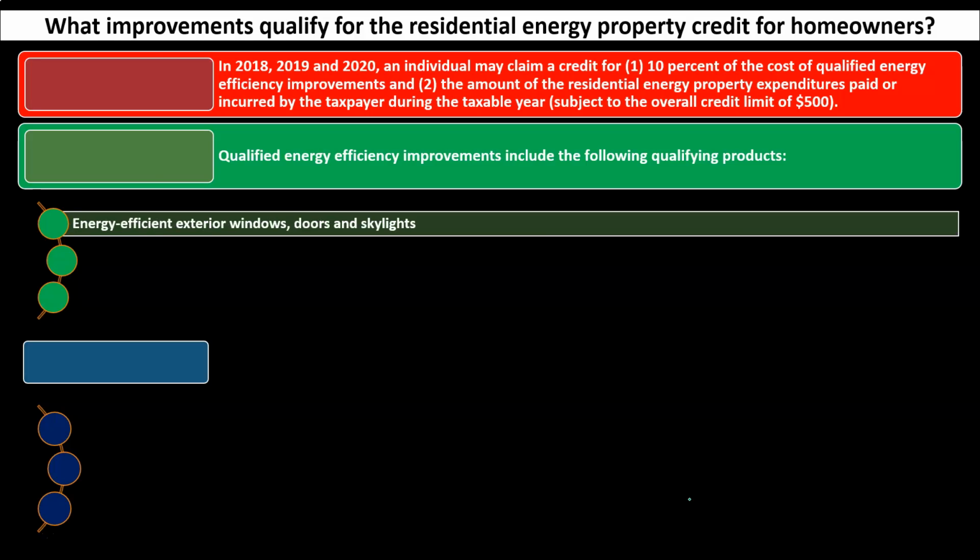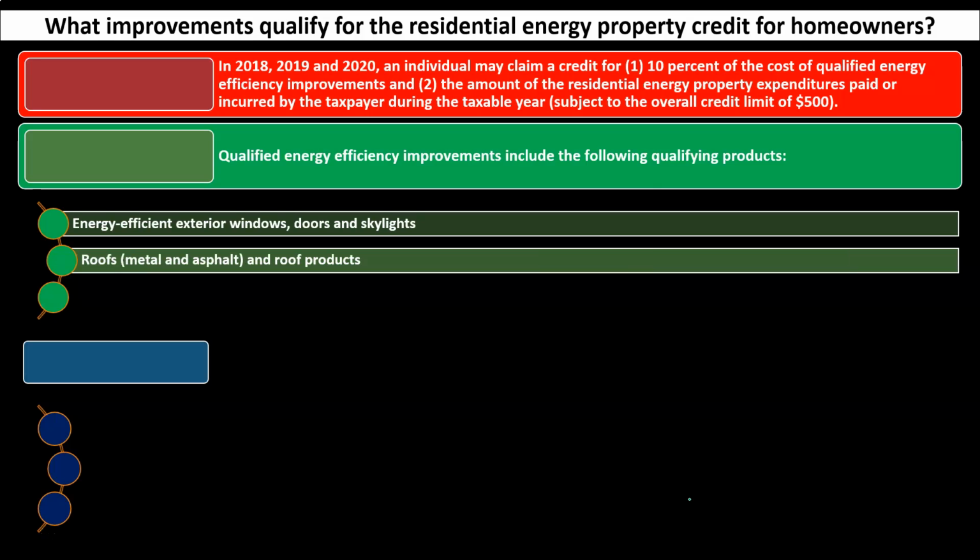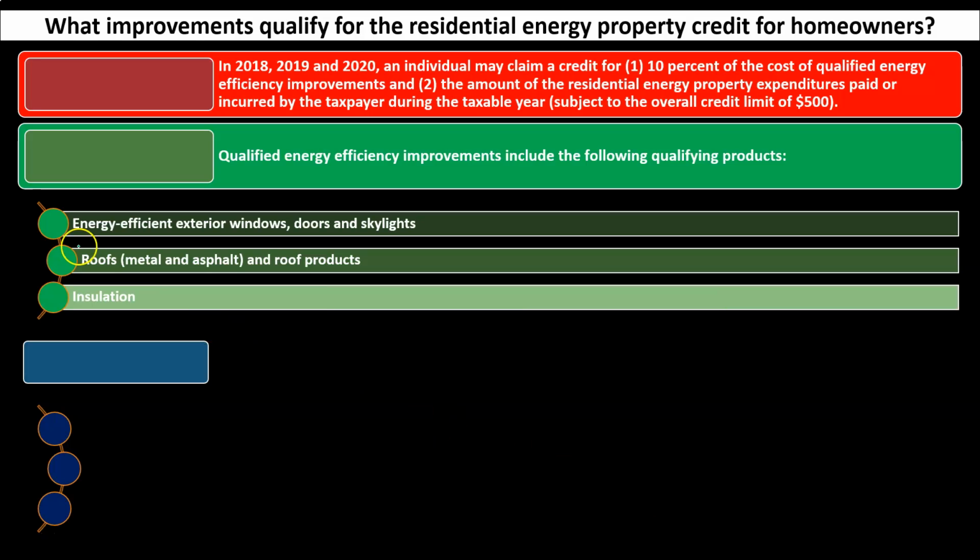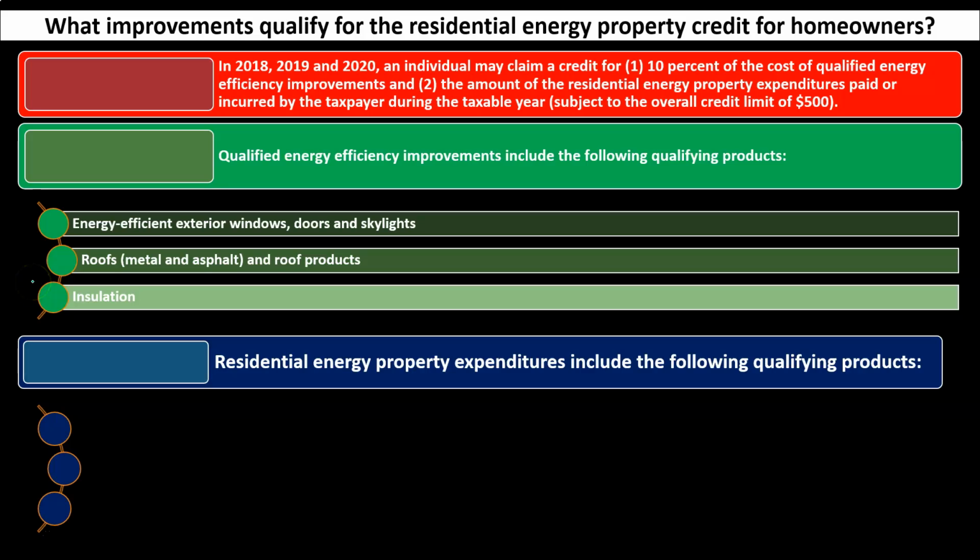We have the energy efficient exterior windows, doors, and skylights. So now we're talking about those things whose primary function is not generation of energy, like solar panels and wind turbines or something like that, but rather simply to keep the energy in, which you would think would be quite important to save on energy. So we're talking about things like windows that are designed to be more efficient keeping the energy in, and doors and skylights and so on. Roofs, metal and asphalt, and roof products. So we do have the roofs here for metal and asphalt and roof products, and insulation. Insulation may qualify as well.